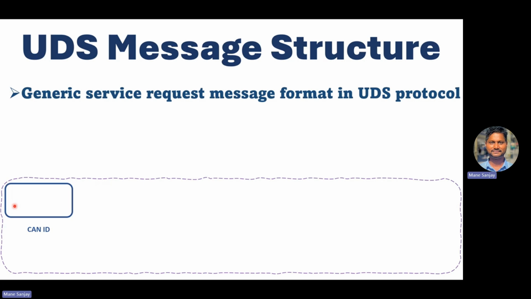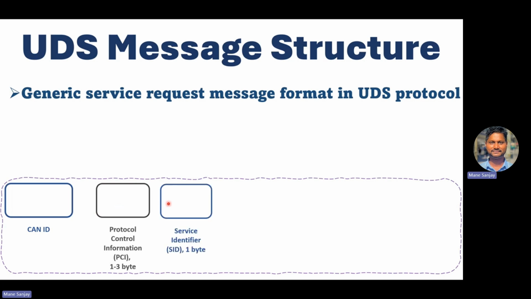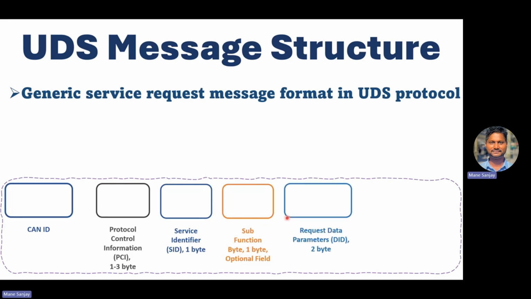The next field is the PCI, right? And this PCI field is 1 to 3 bytes in length. The next field is the service identifier field, and it is a 1 byte field. Then the subfunction byte, as I said, is an optional field. In many services it is not required, but in a few services, yes, it is required. And then the next one is the DID, where you request the data parameters. The length is 2 bytes. And the last field is the padding field, and it's an optional field. So this is how the frame looks.